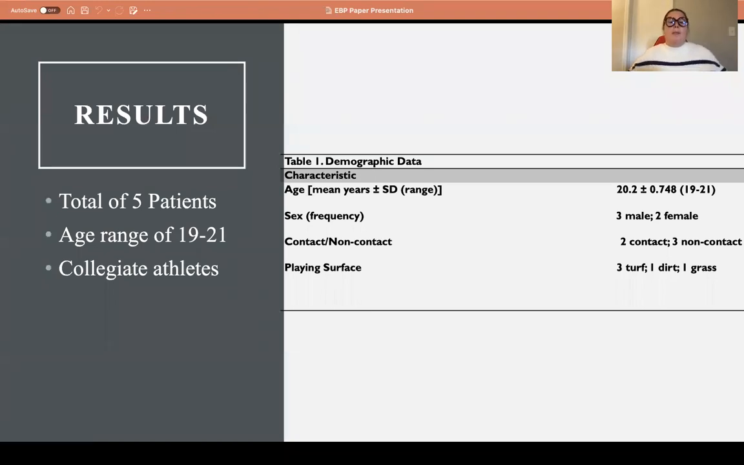So my results were very few. There was only a total of 5 patients, and their ages ranged from 19 to 21, and they were all collegiate athletes, as I mentioned before. There were 3 males, 2 females. 2 of them were contact injuries and 3 were non-contact. And for the playing surfaces, 3 were on a turf field, 1 was in the dirt, and 1 was on grass.